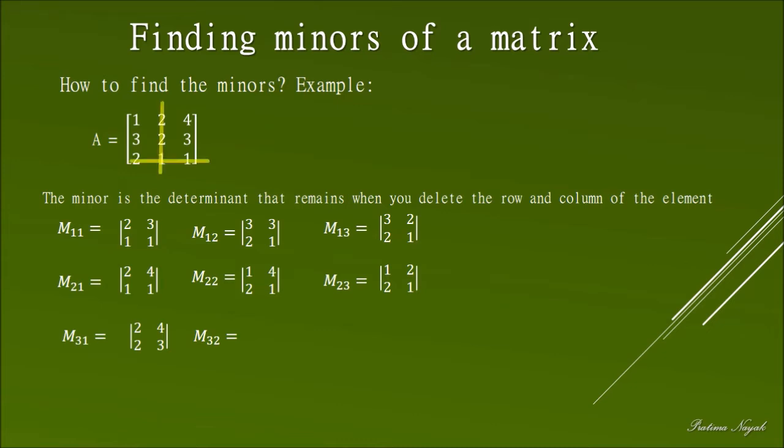Hiding row 3, column 2. And for M32 it is 1 4 3 3. Coming to the last one, M33. Hiding row 3, column 3. The determinant is 1 2 3 2.